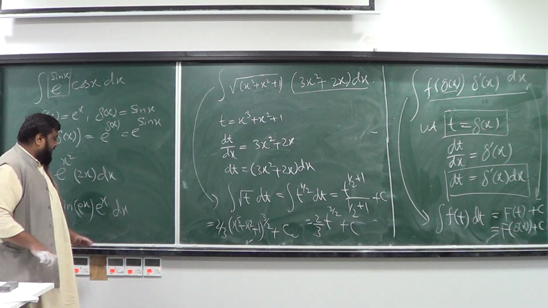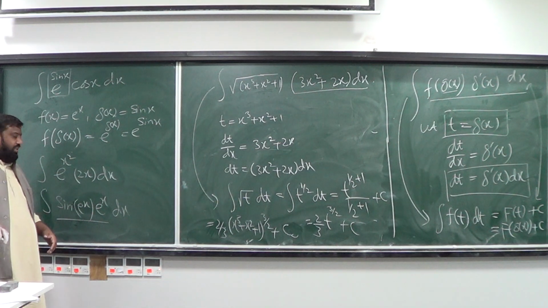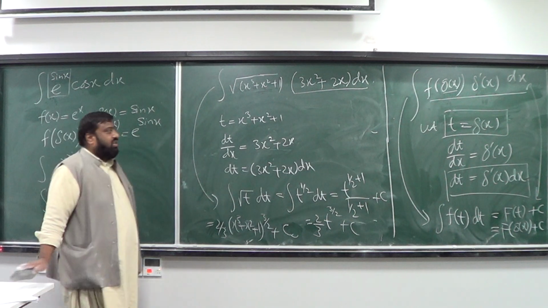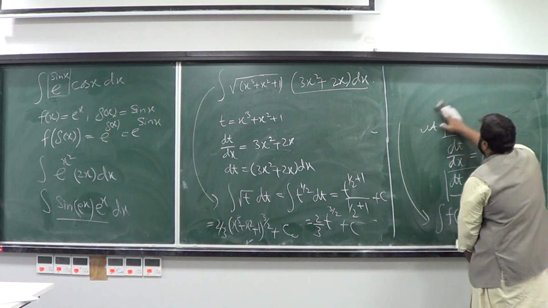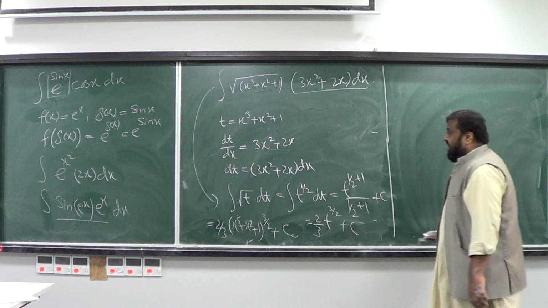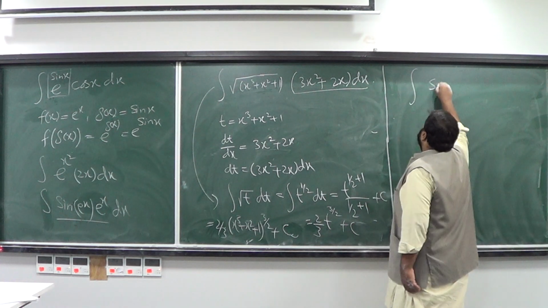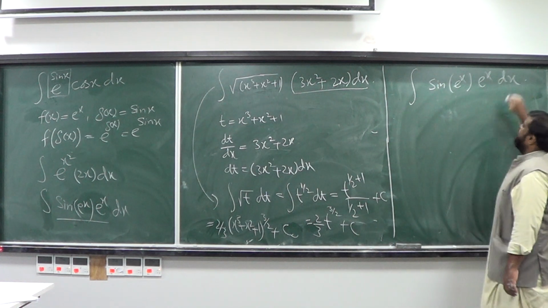Think about it. If I had given you this problem directly to solve and asked you to guess the function whose derivative is this, or what would be the antiderivative of this function, it would be a nightmare to guess. But thanks to the substitution rule, it works. So you have sine of e to the x times e to the x dx.